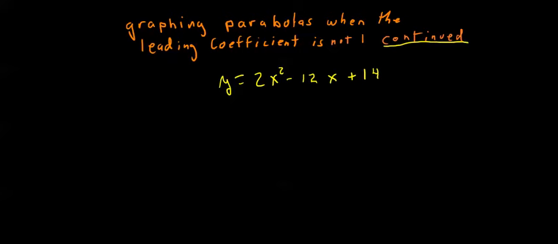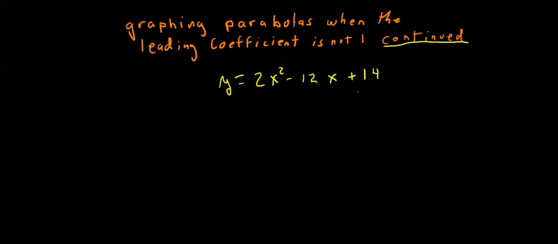Hello, this is a short video presentation on graphing parabolas when the leading coefficient is not 1. We're continuing our discussion from yesterday, and today what we're going to have to do is put this in vertex form. We have a leading coefficient of 2. We're going to do this the same way we did it when the leading coefficient was negative 1.